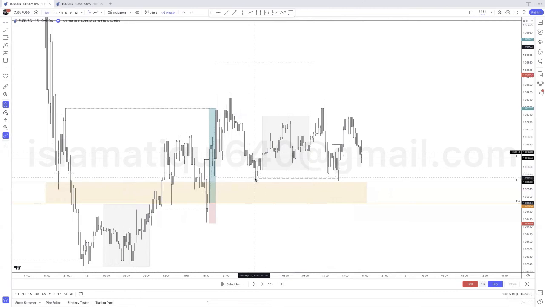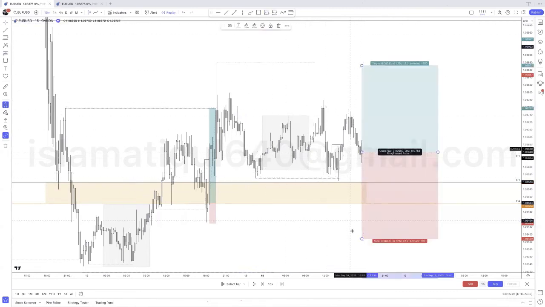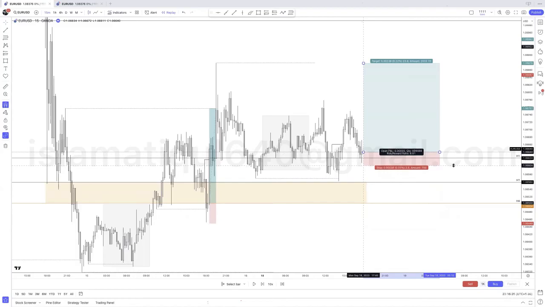Structure is broken. Everything is good. Now we know after taking out sell stops, they could move into buy stops. So yes, if we take a buy here, you guys know where to target now, right? All the way up here. Stops can go right below this. Gonna have a good one.